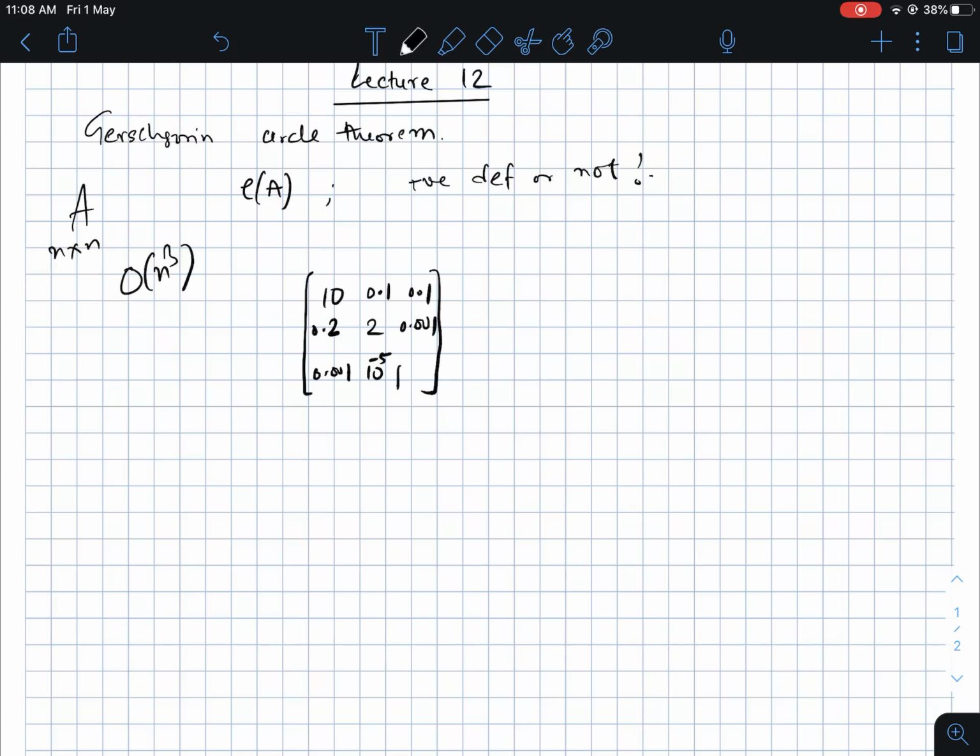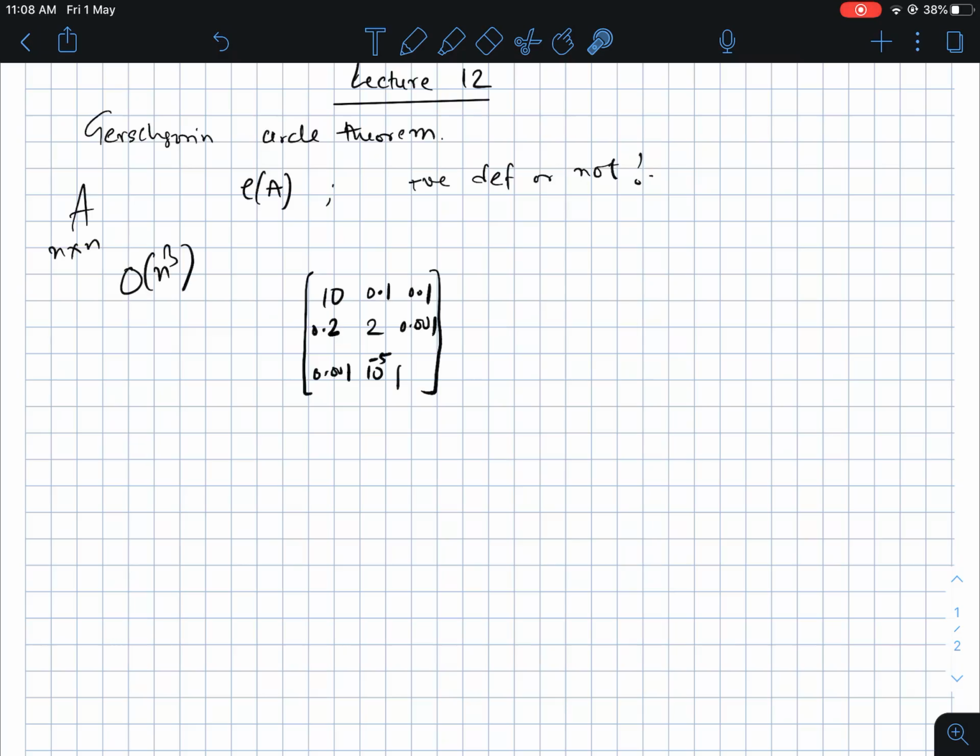Well, we expect from basic intuition that the eigenvalues of this matrix must actually be close to 10, 2 and 1. Maybe this matrix has 3 distinct eigenvalues, one of which is close to 10, the other one is close to 2, the last one is close to 1. That's what our intuition tells us, right? The Gershgorin circle theorem makes this a lot more precise. That's the point of this theorem. It will make this precise.